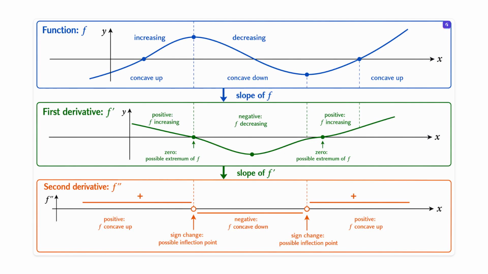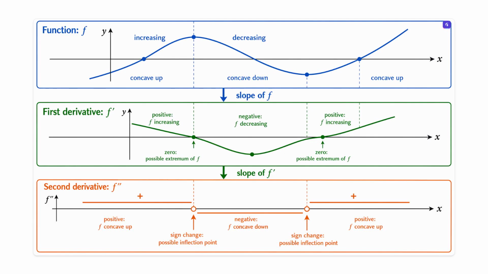Next, move from f prime down to f double prime using slope of f prime. This is the key shift. F double prime describes how f prime changes, not just how the original graph happens to look at first glance. When f double prime is positive, f prime is increasing, so f is concave up. When f double prime is negative, f prime is decreasing, so f is concave down. A sign change in f double prime can point to a possible inflection point where the concavity of f changes.